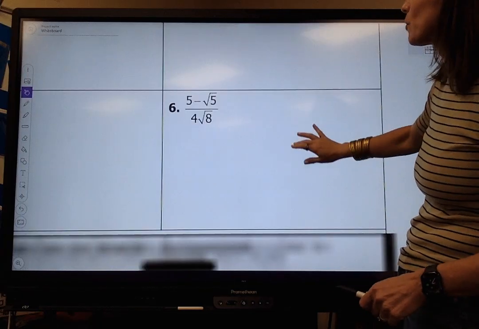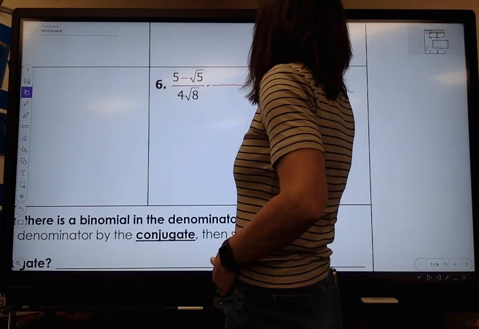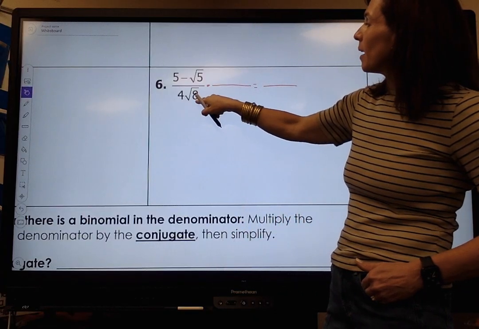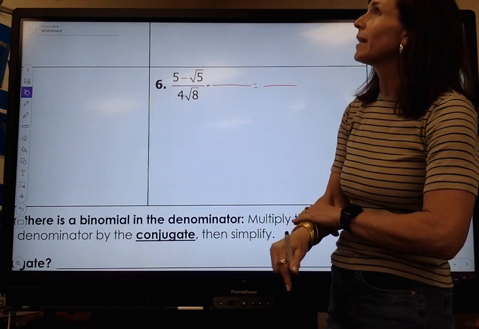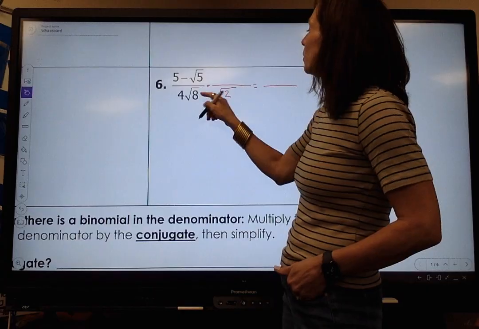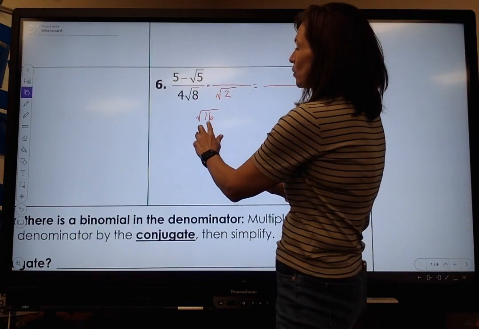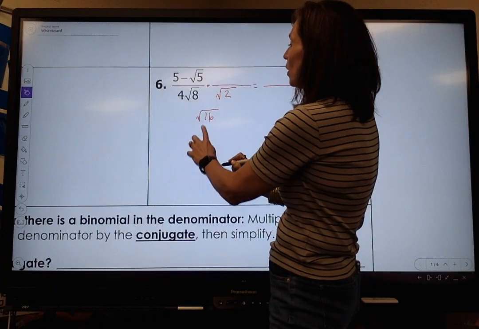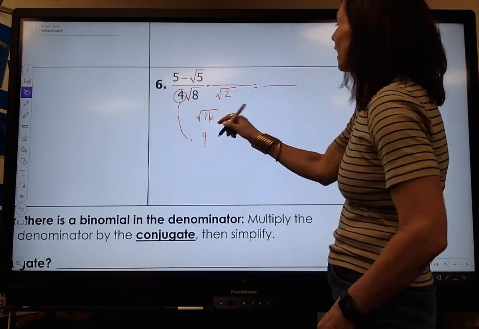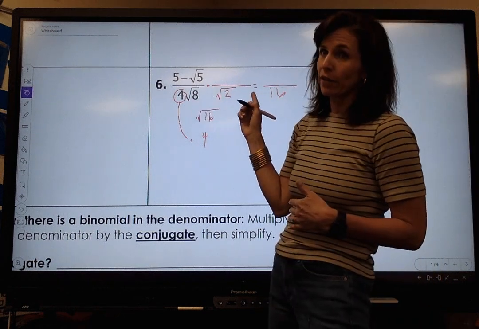All right, let's look at number 6. So here, what do I want to multiply to get a perfect square? So square root of 8, if I multiply by 2, that's 16, which is a perfect square. So I'm going to multiply by square root of 2, because that would give me a square root of 16. And the square root of 16 is 4. Don't forget, you've got to multiply 4 times 4, and that gives me 16 when I multiply everything across.